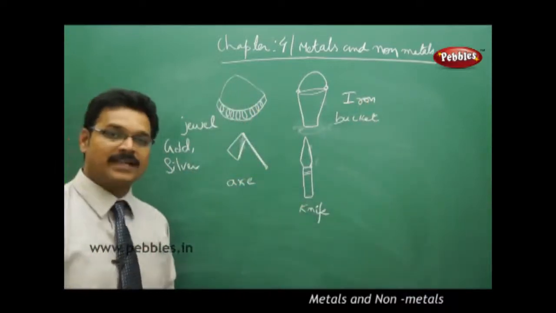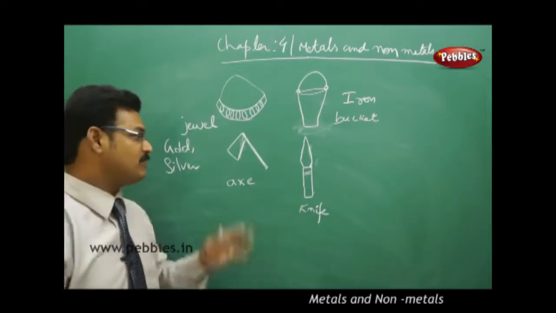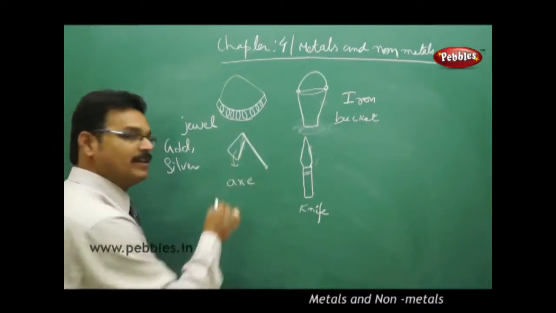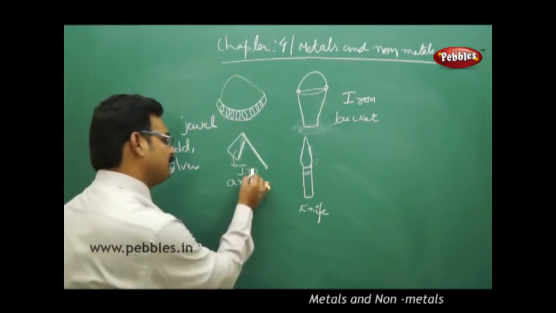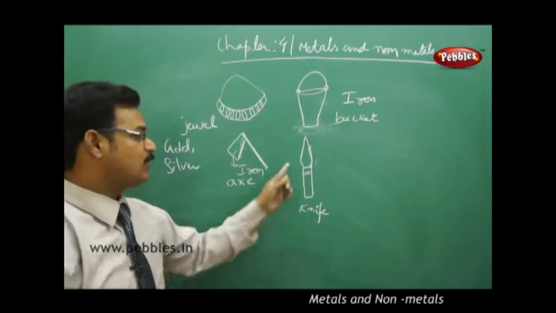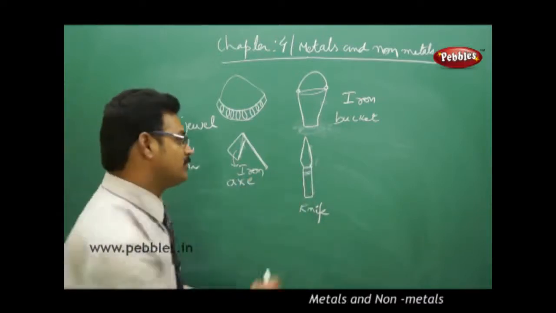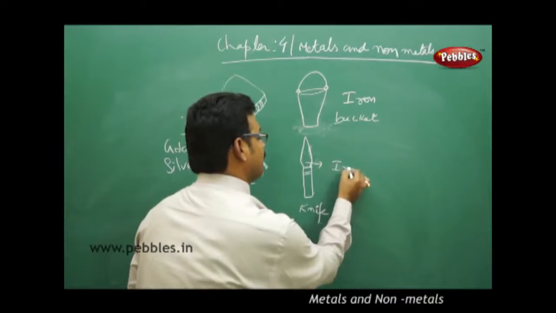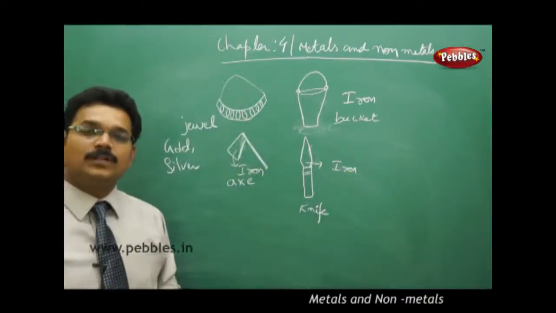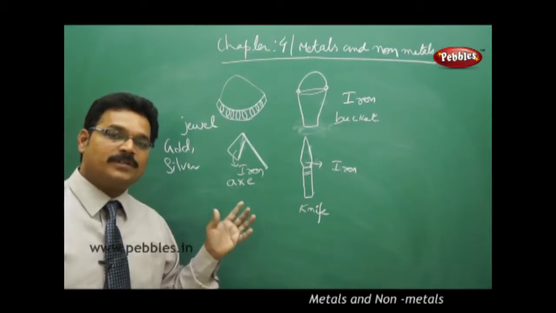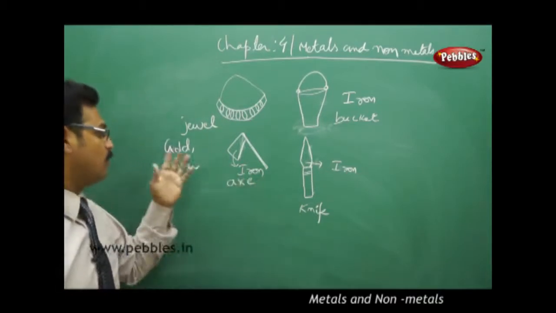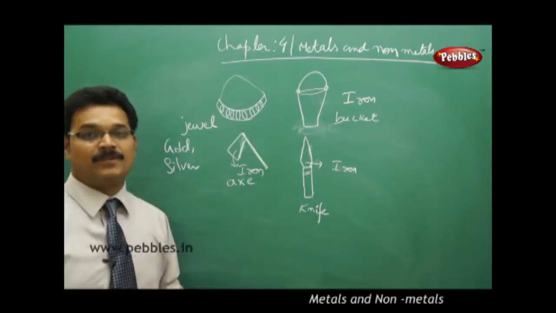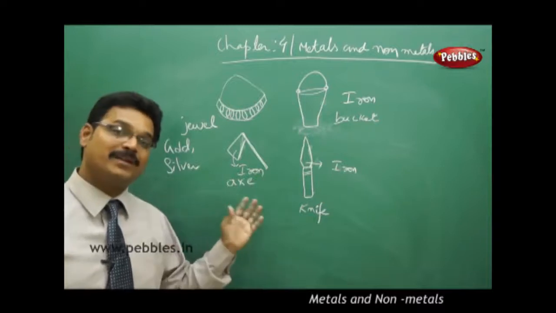You see this one, an axe. If you see the axe, see this part. This part is also made of a metal called iron. And what is this part of the knife? This is also made of different metals. Here also you can take iron, a different type of iron. So in all these objects, iron, gold, silver are involved, and all these are nothing but metals. So in this chapter, our point of discussion is metals only.